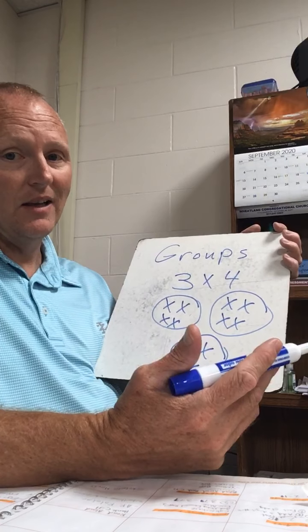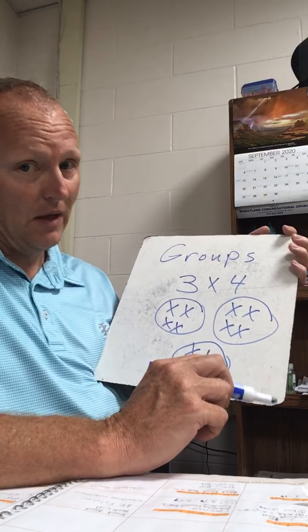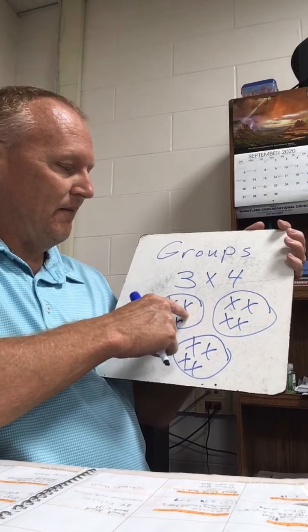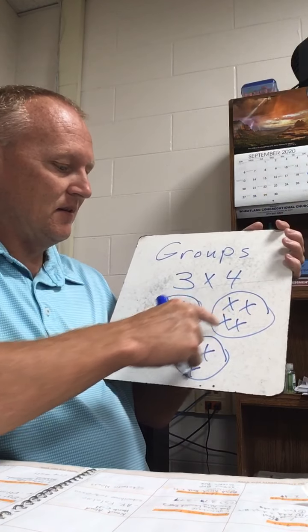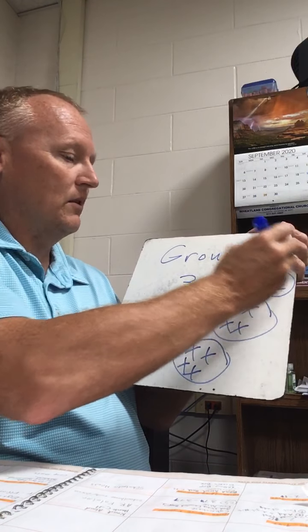And how do you find the answer? Well, you count. Let's say, we can actually count by 4s. Let's try it. 4, 8, 12. So 12, once again, is your product.